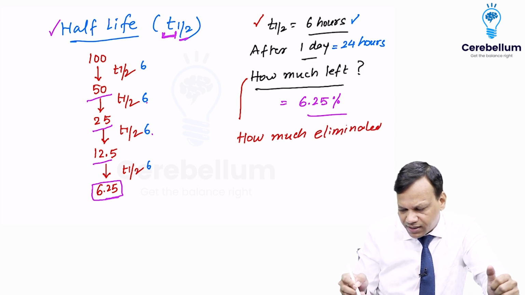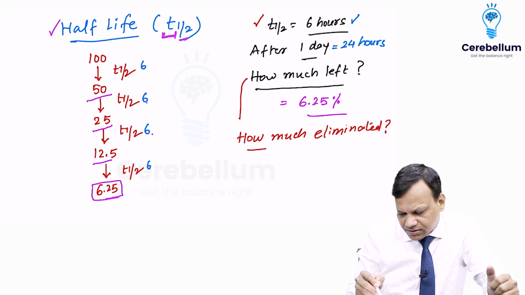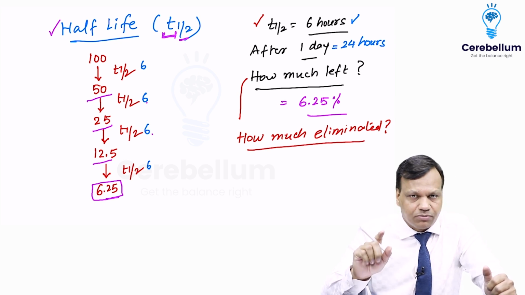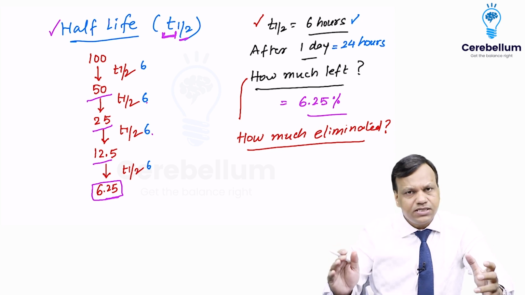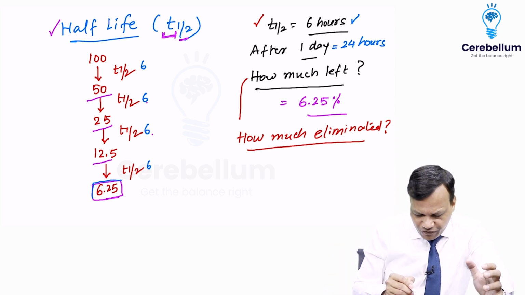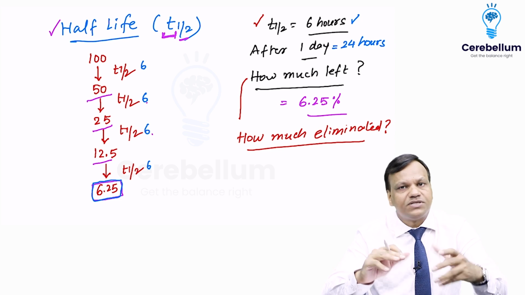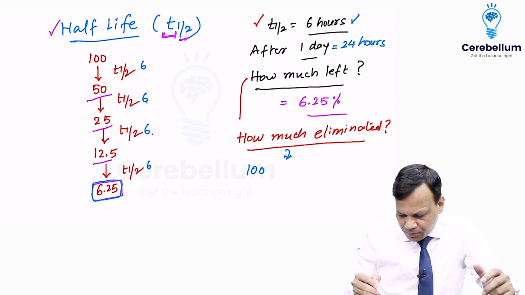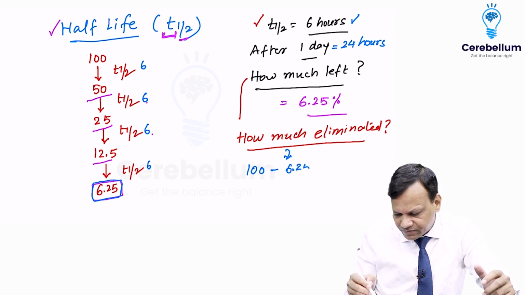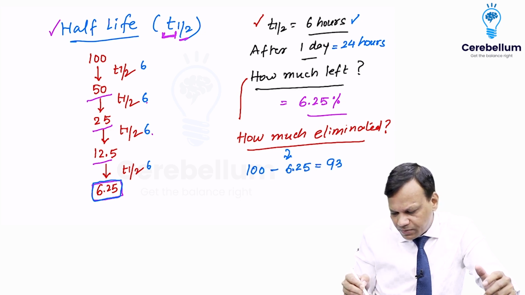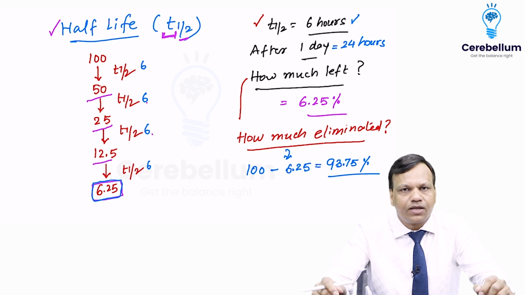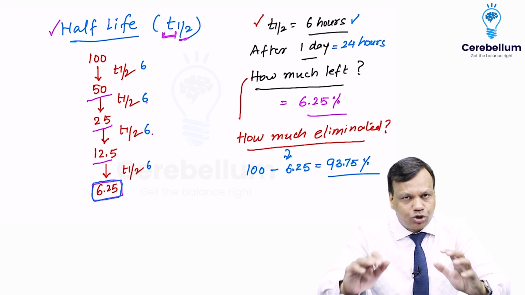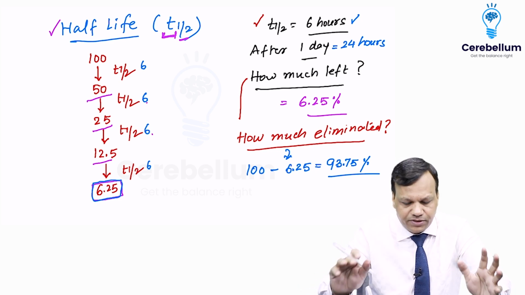So the second question is, how much drug is eliminated from the body? Remember, now it is not asking how much is left. Now they are asking how much has been eliminated from the body. So it's very easy. We discussed that 6.25% is left. That means the rest is eliminated. So when we want to calculate eliminated, the answer will be 100 minus the left. So in this case, the answer will be 93.75%. Is it clear? So that is a simple question on the half-life.